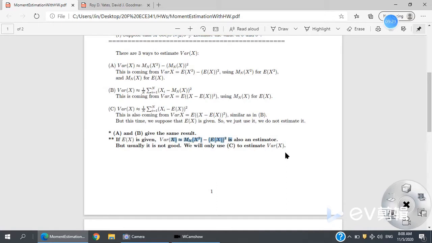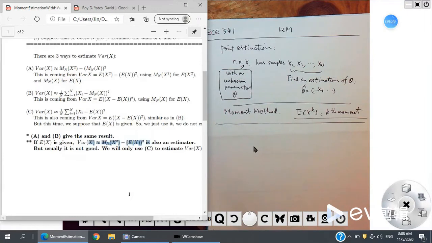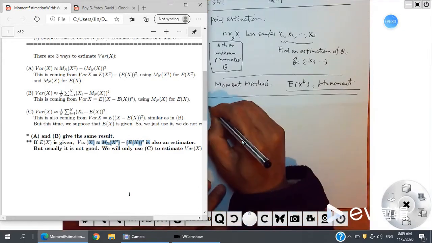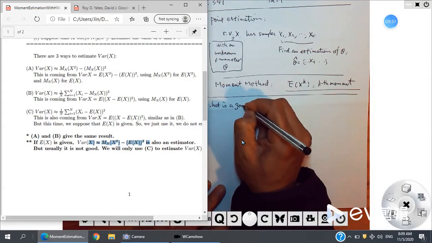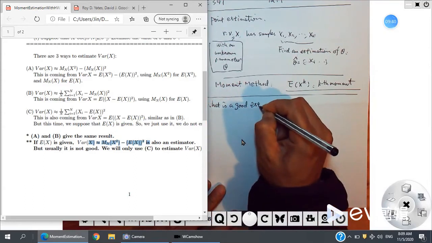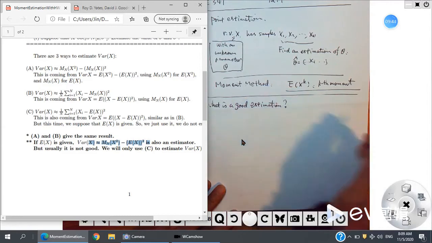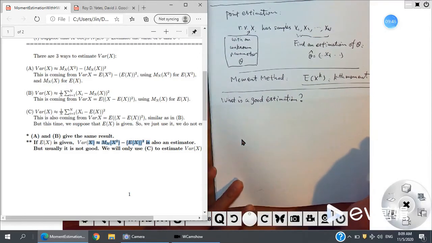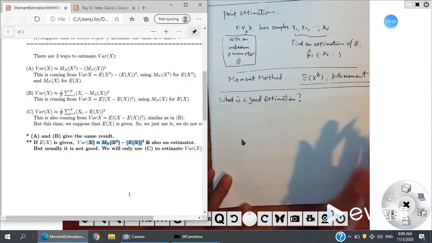Alright. Okay, here actually we have a concept we need to make clear. That means, what is a good estimation? For a good estimation, actually, there are 3 things we can consider.